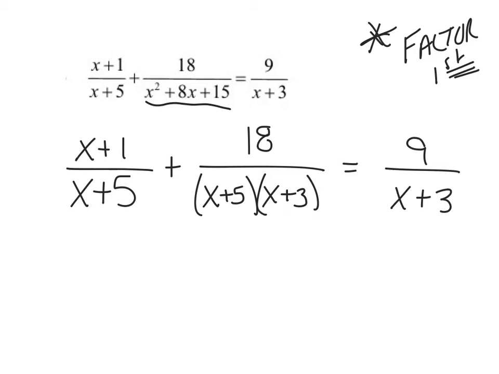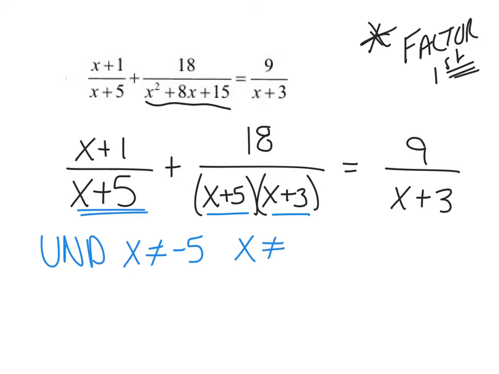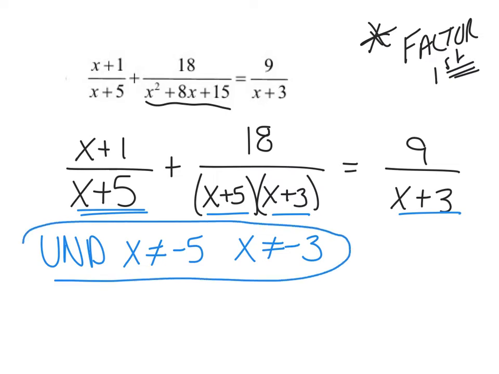Okay, so let's talk about what the x values cannot be. What makes this fraction undefined? Hopefully you're pretty good at this by now. X cannot equal negative 5. Obviously I would set that equal to 0. Also, in this one x cannot equal negative 5, but in this one x cannot equal negative 3. And in this one x cannot equal negative 3. So why is that so important? Well, if I get one of those answers, they automatically get rejected, and I don't have to waste my time.